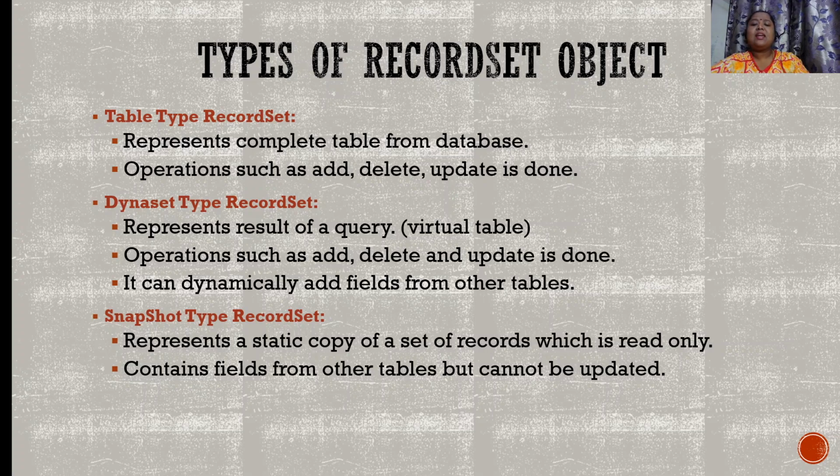It represents a static copy of a set of records which can only be read, it is read only. So you cannot make any changes. It is a static copy. If at all some data was added to your table after you have taken a snapshot, that will not reflect in your snapshot type record set. So it is static and read only. It contains fields from other tables but cannot be updated actually. So that's why we don't use the word dynamically here. Nothing is dynamic about snapshot type.